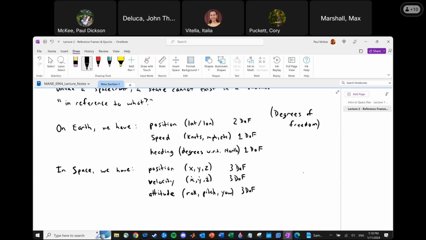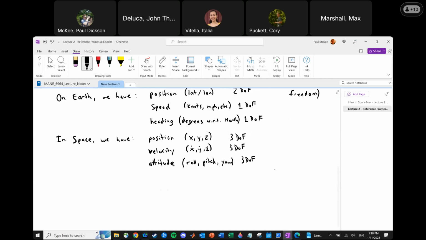Now, in reference to what is really the key question of today, a reference frame requires a reference point or an origin and basis directions. We already went through the exercise of talking about that with Jonathan and with Italia. So great job on that.